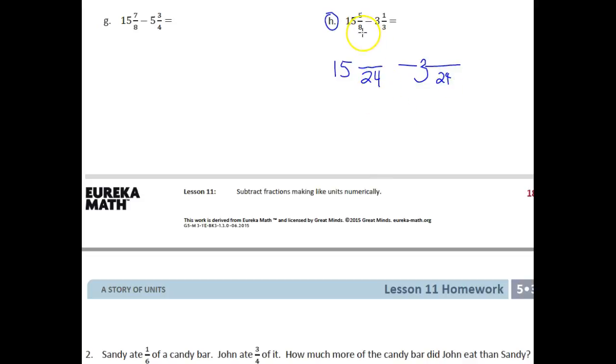Now to figure out how we get there, 8 times 3 got us this, so 5 times 3 gets us 15. 3 times 8 got us this, so 1 times 8. Treating top and bottom equal. Now we find our difference.